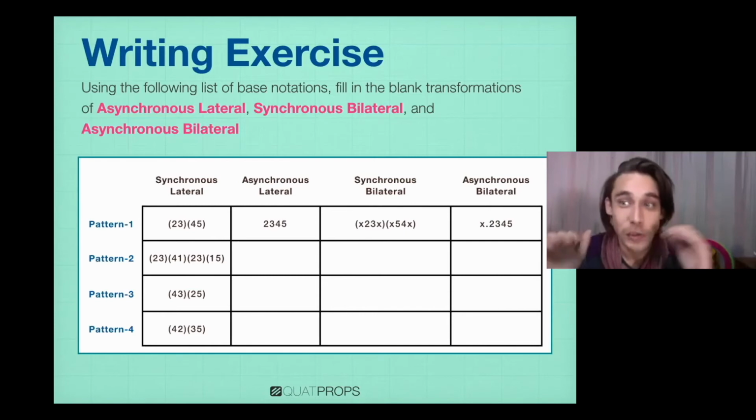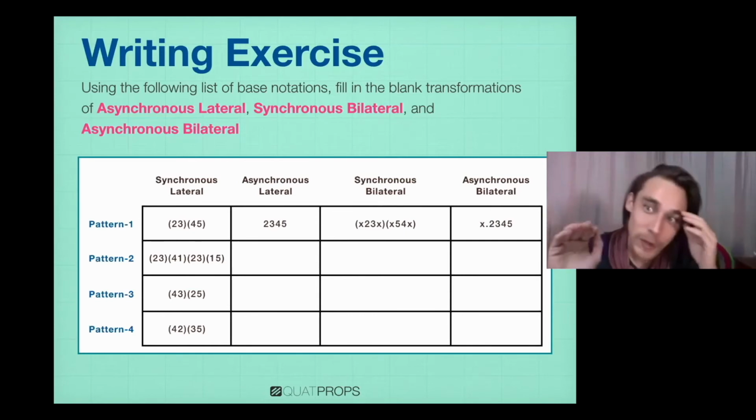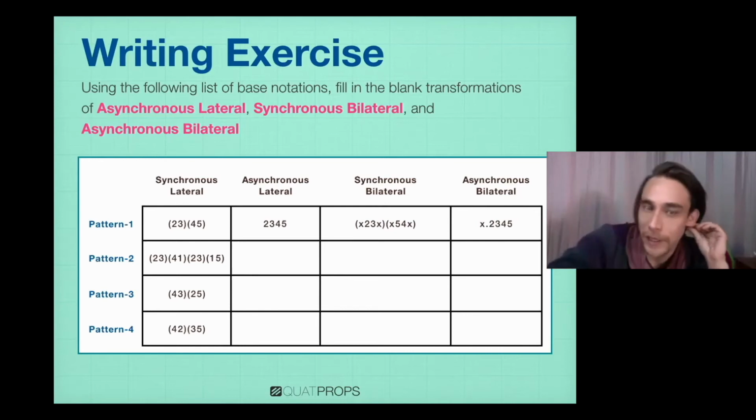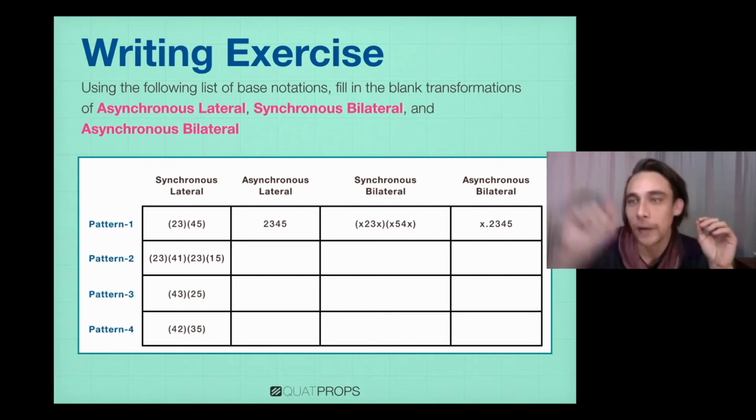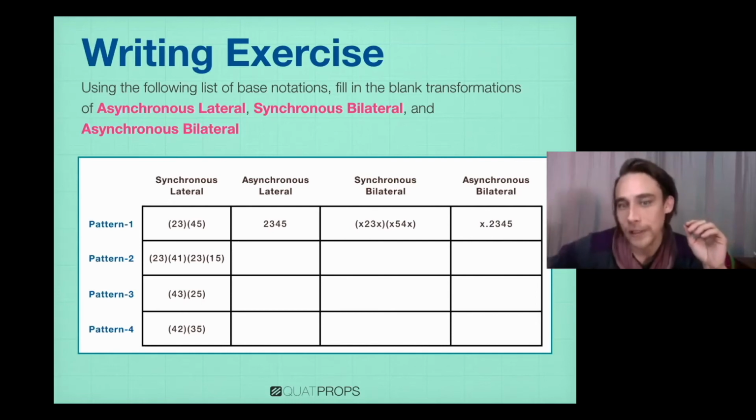So this is actually super simple. Don't overcomplicate it. It's that literal. So what I would like you to do now is to look at the base notation, the synchronous lateral, for patterns 2, 3, and 4. I want you to write out the asynchronous lateral, the synchronous bilateral, and the asynchronous bilateral, right?